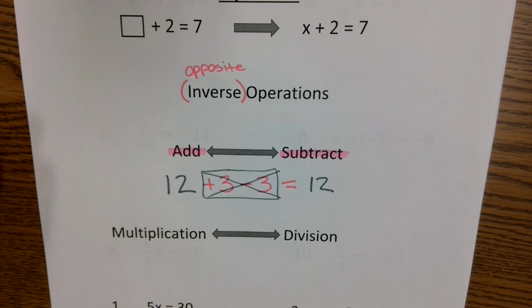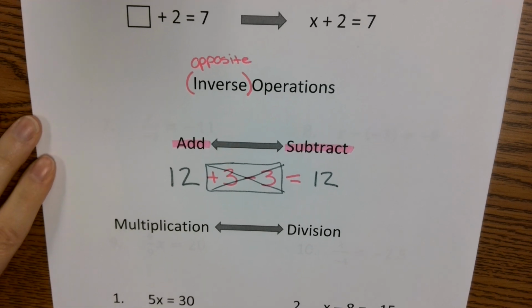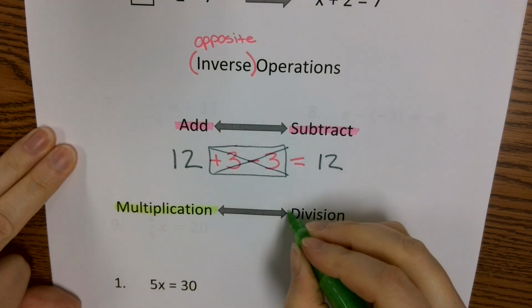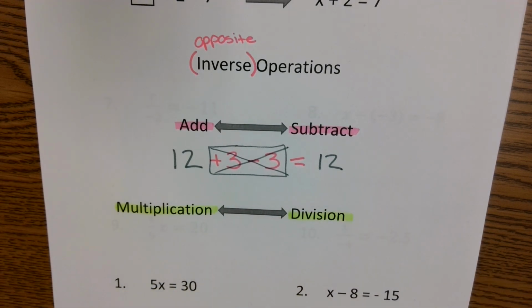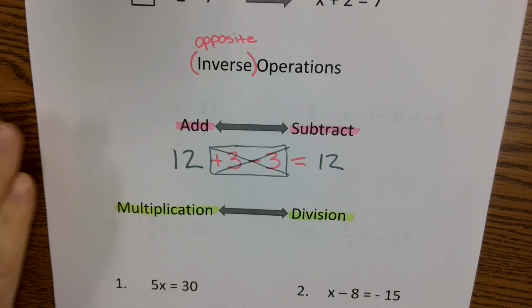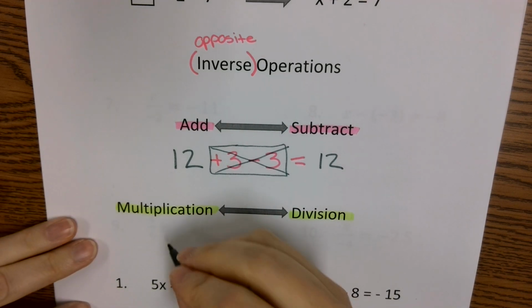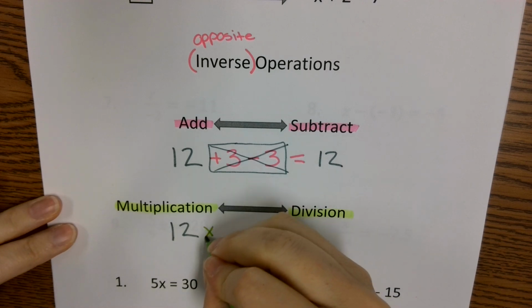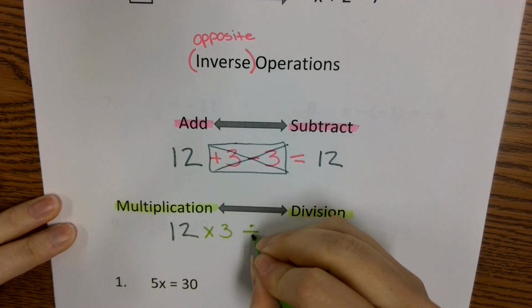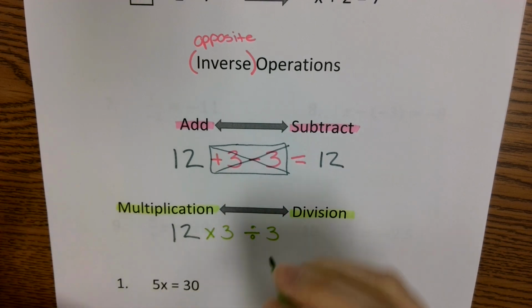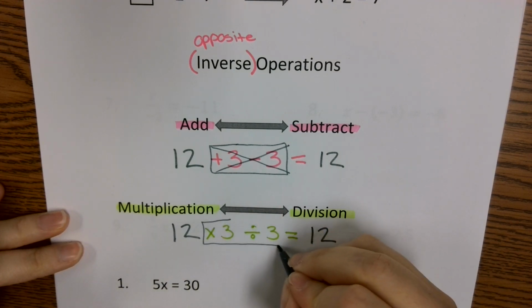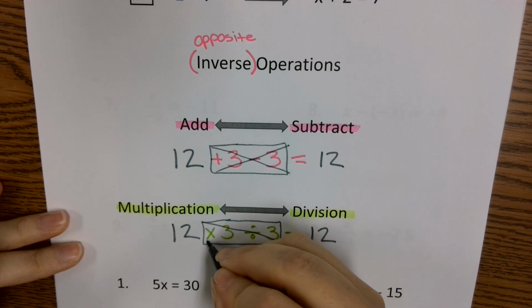Same thing for multiplication and division. With multiplication and division, they are also considered to be inverse operations of each other. They will undo each other. So if we started off again with 12, and we said, hey, we're going to go ahead and multiply by 3, and then we're going to divide by 3, it's as if we never did anything to begin with. We would just have 12 left over again. So that multiplying by 3 and then dividing by 3, they cancel each other out.